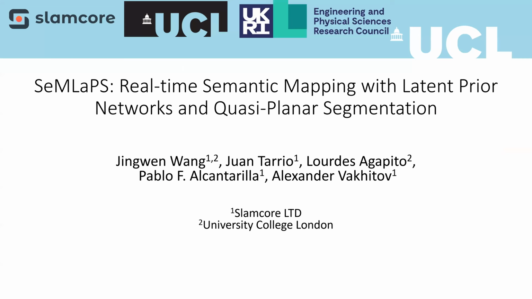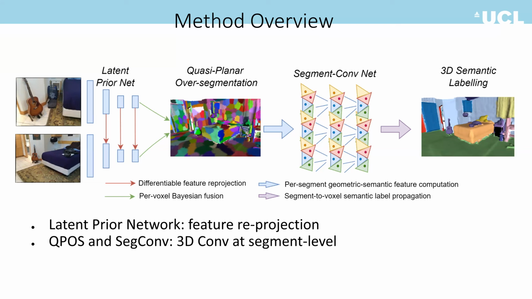And this last paper I'm going to present is trying to solve those two problems. It's called SAMLabs. The idea is to address those two problems separately. For the first problem, we proposed a 2D latent prior network that leverages a differentiable feature reprojection to encode some cross-frame information, such that we can have better, more temporally consistent 2D label predictions.